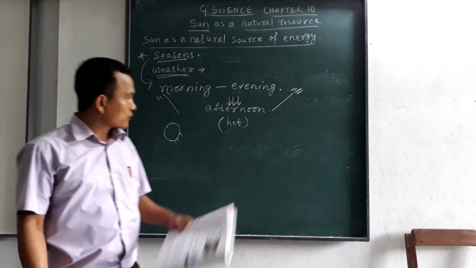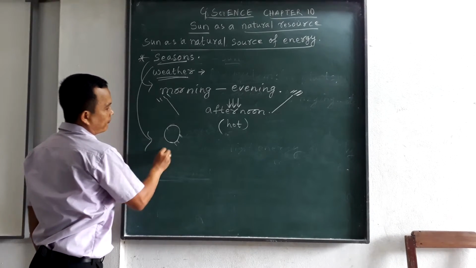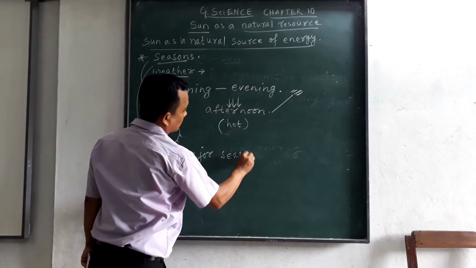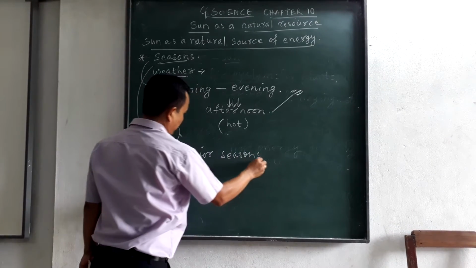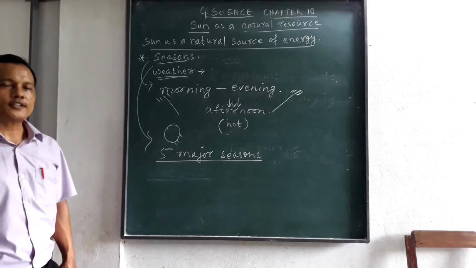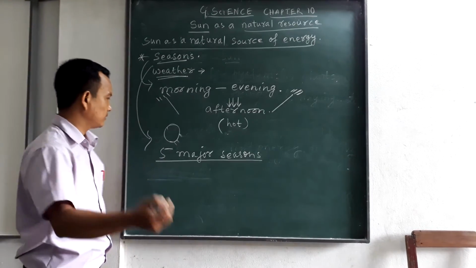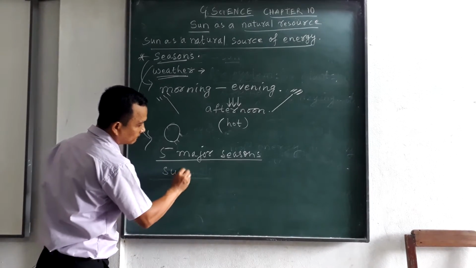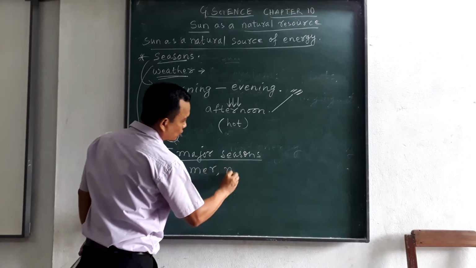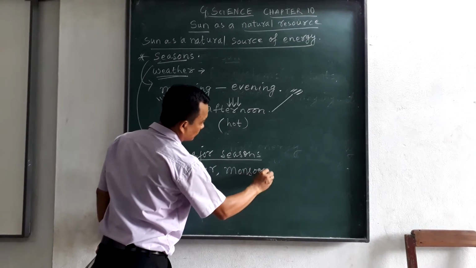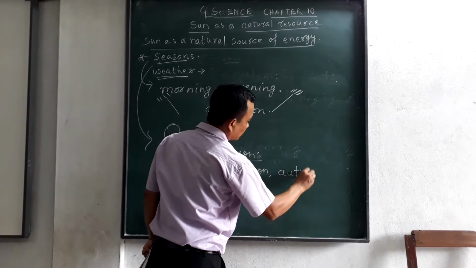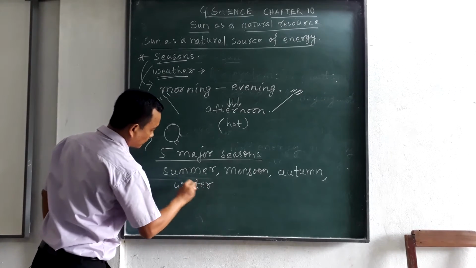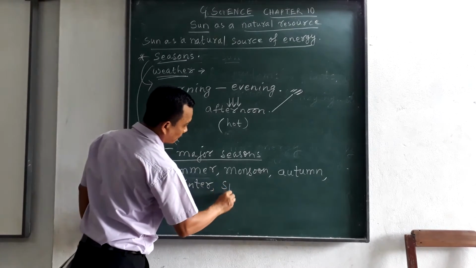Now, especially we have five major seasons in our country. Five major seasons in our country. What are they? These are summer, monsoon, autumn, winter, spring.